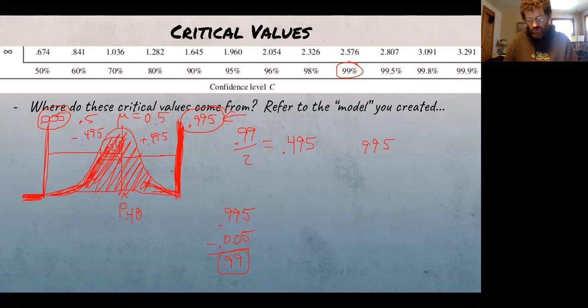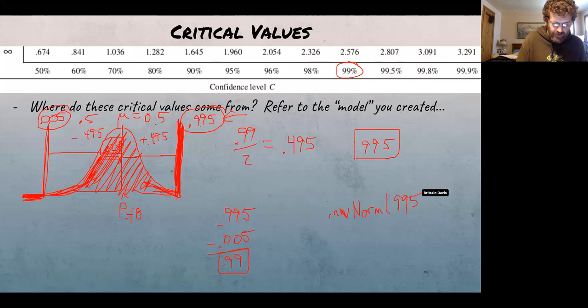So if I want to figure out what that critical value will be, I want to do an inverse norm calculation. I know that my upper area is 0.995, so I want to do inverse norm of 0.995, 0 and 1. And if I do that, and I encourage you guys to do the same thing on your calculator, then I get a z-score of 2.576.